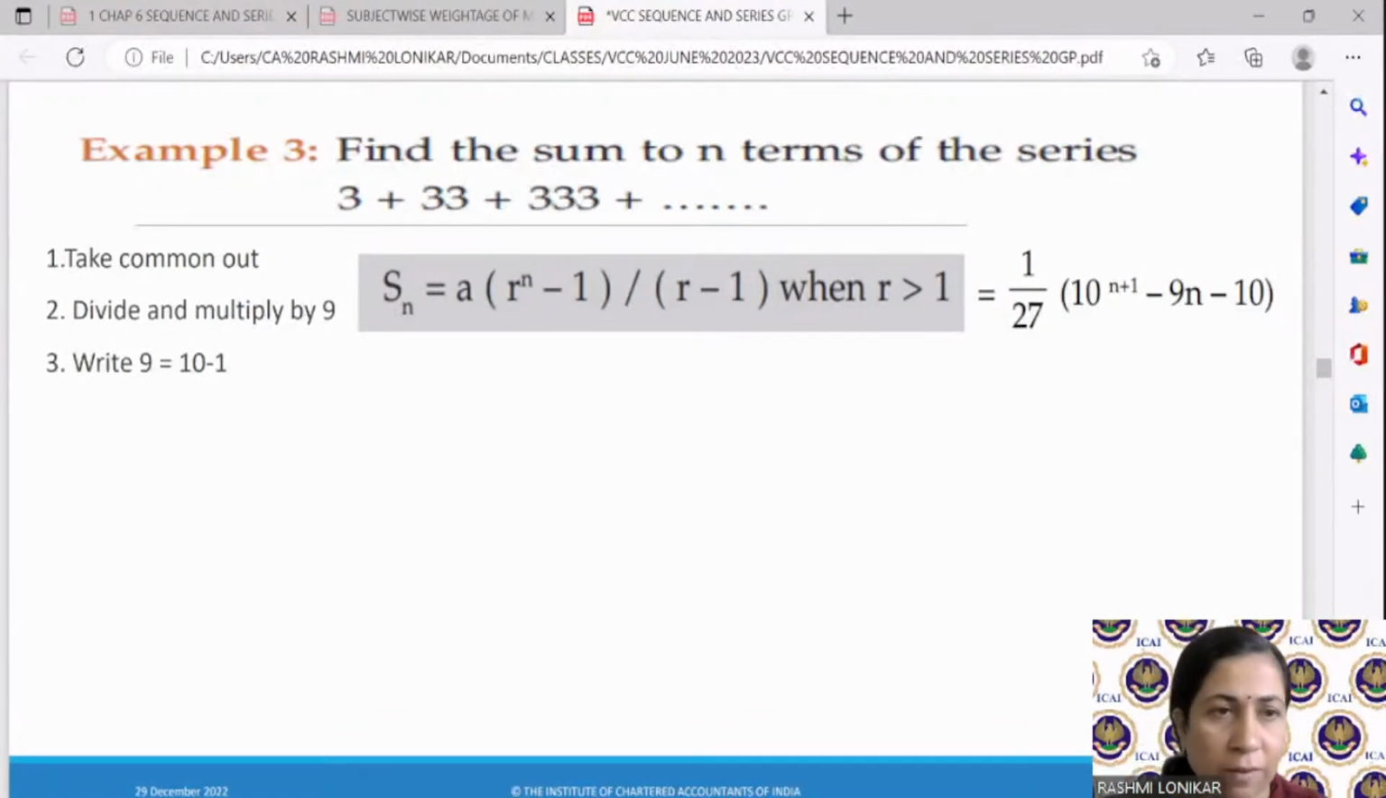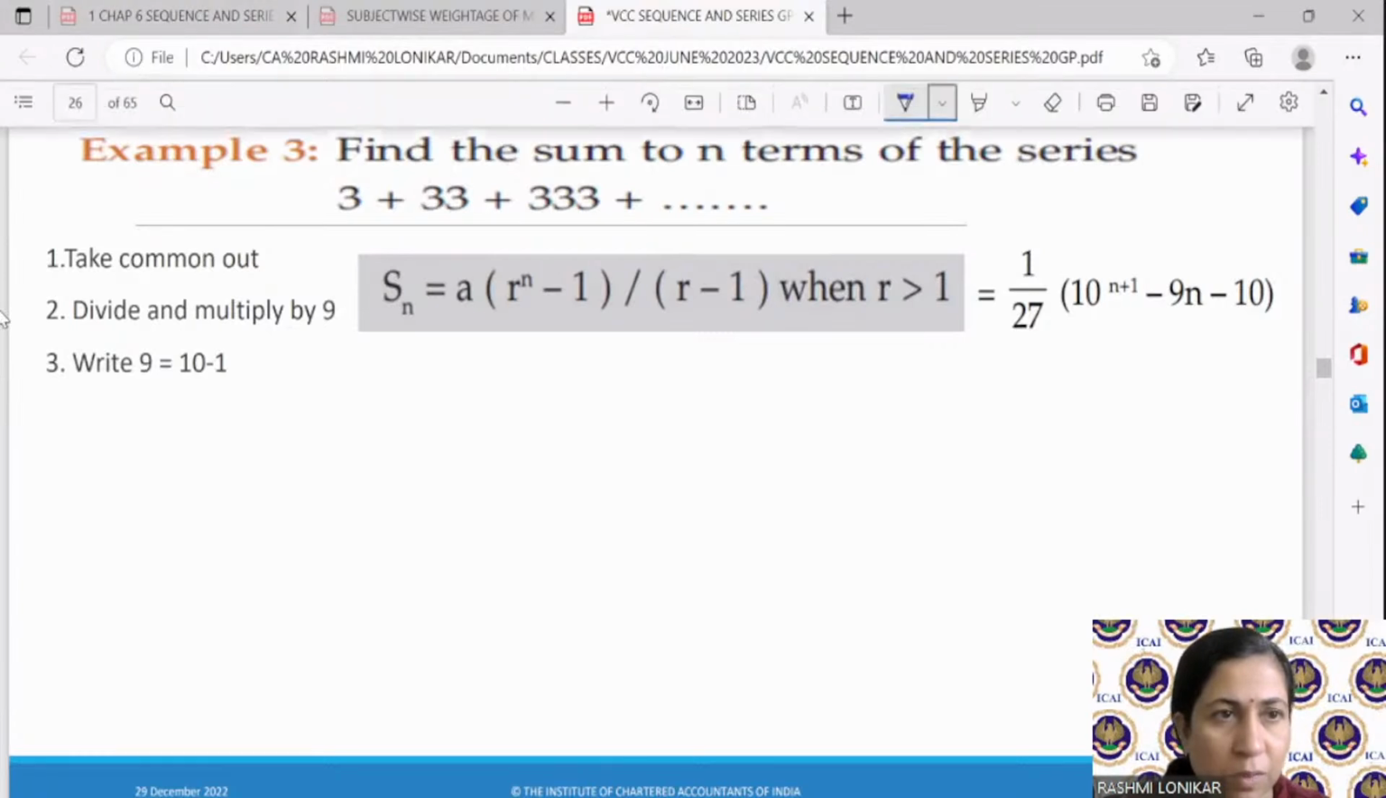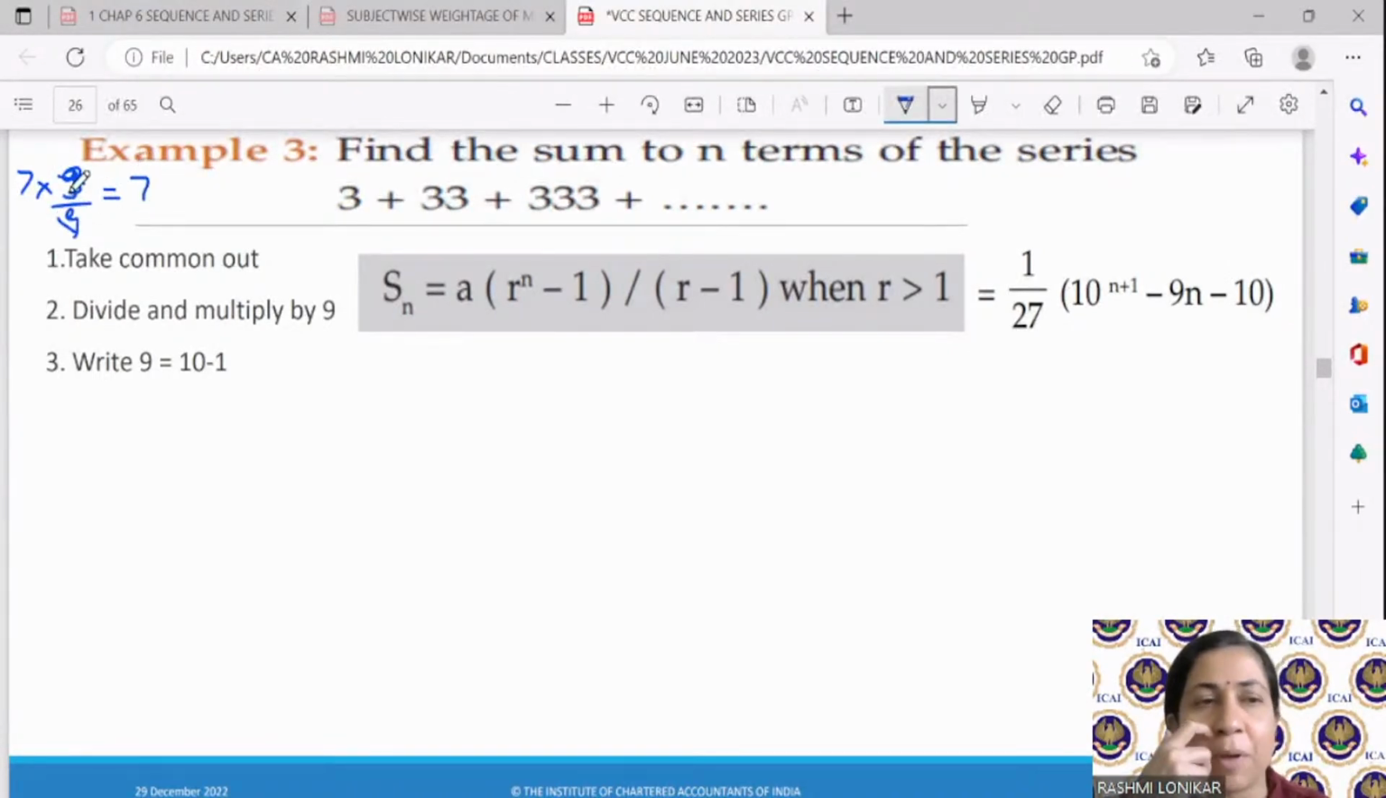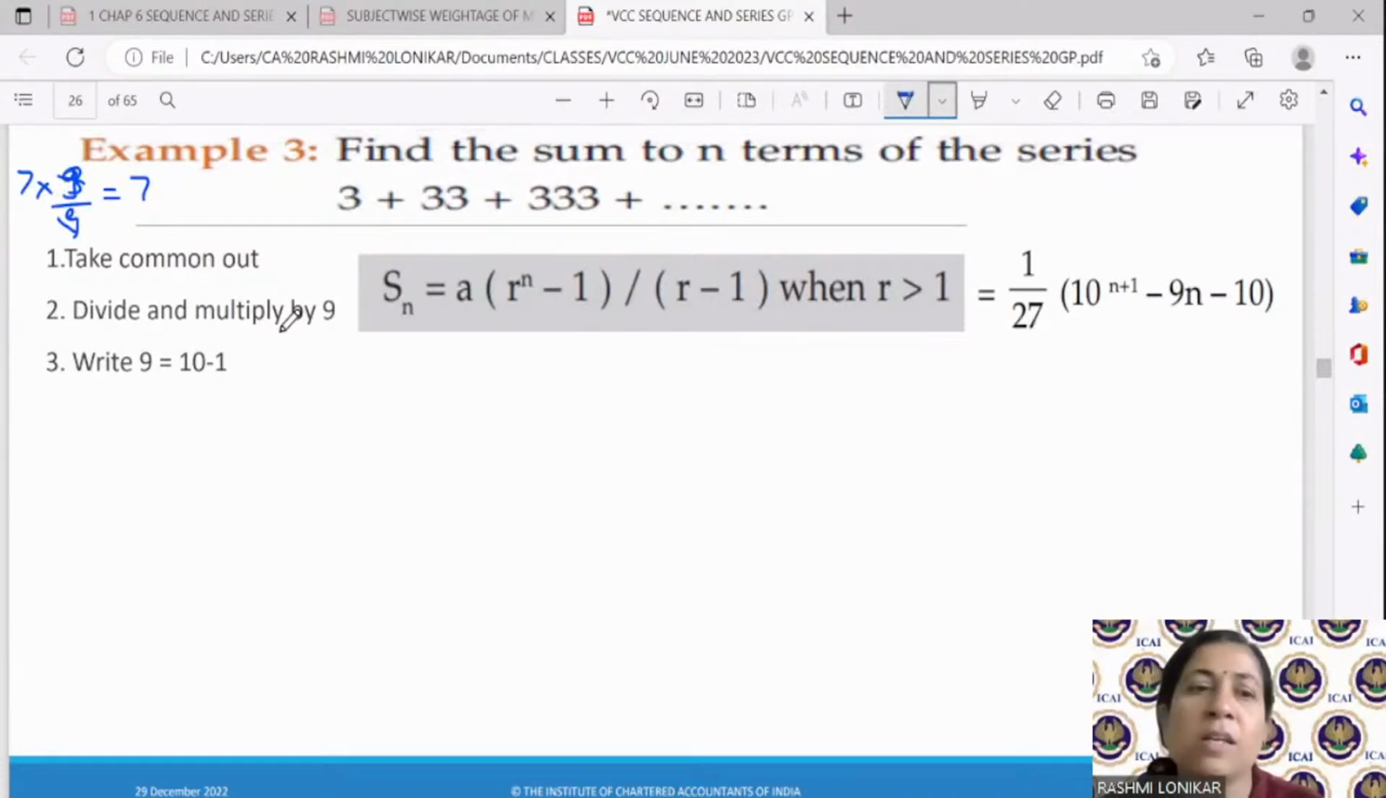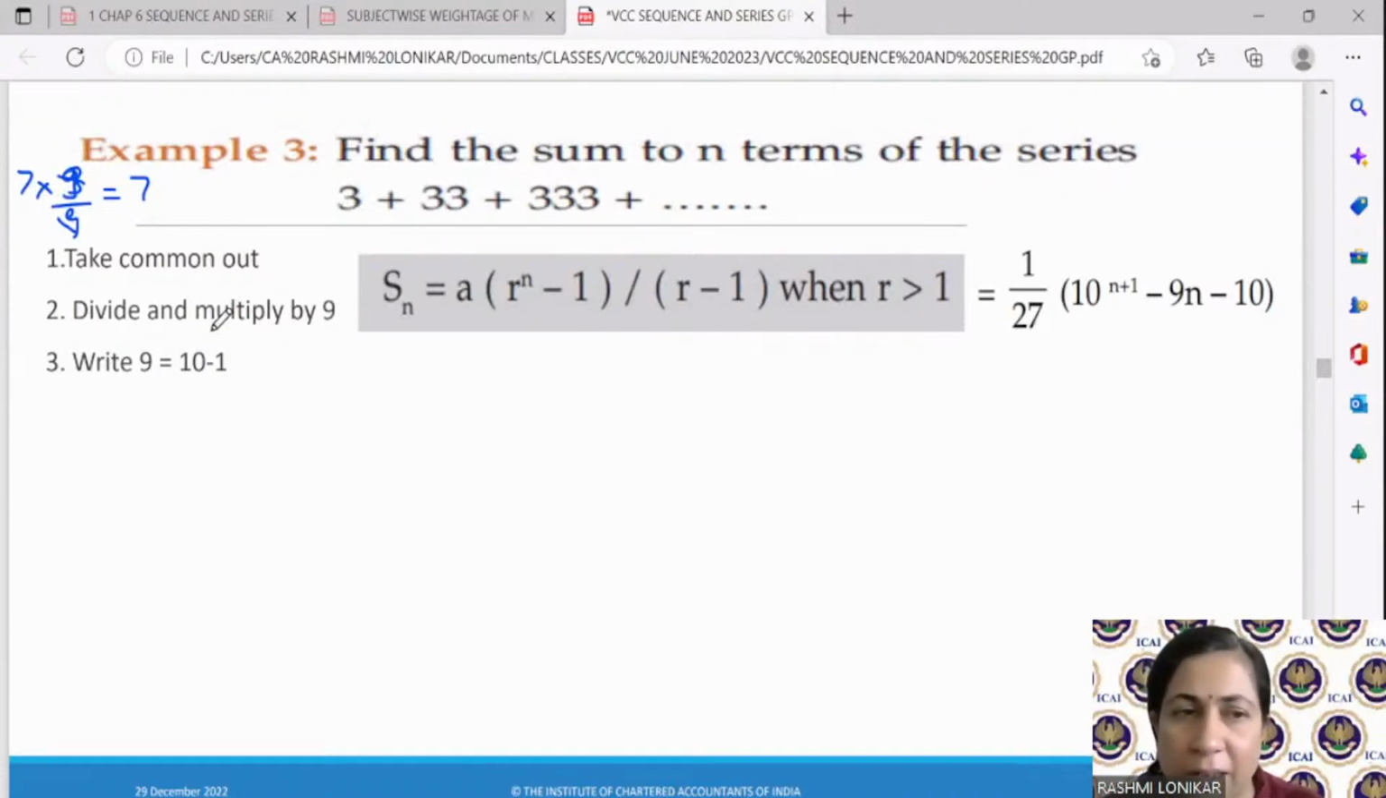So suppose I have this number 7. If I multiply it by 9 and divide it by 9, what will happen? 9 gets cancelled. I will have the same number. But for rearrangement purposes, I am writing divide and multiply by 9. First step, take out the common number. Second step is multiply and divide by 9. Next is very important, write 9 as 10 minus 1. Easy. So let us try to solve this sum.